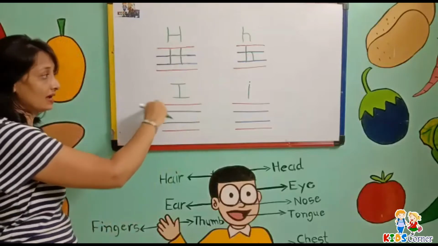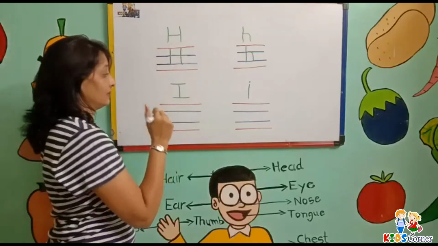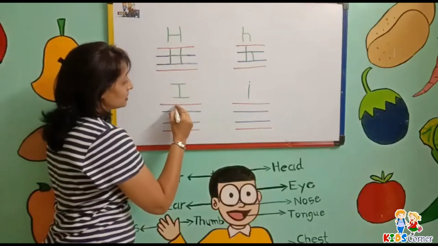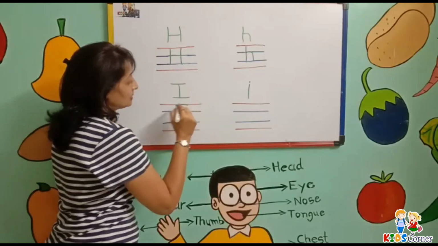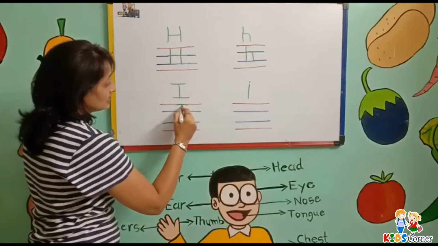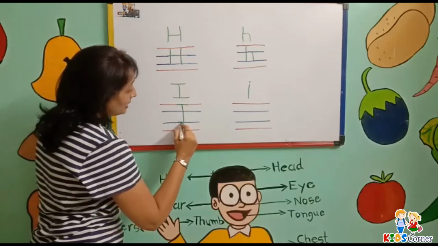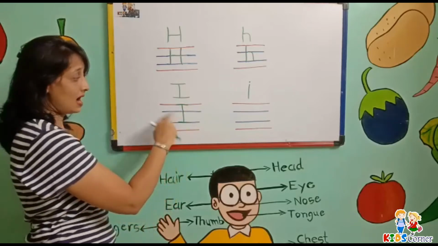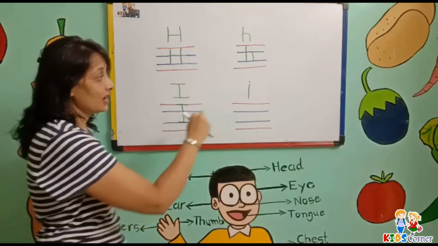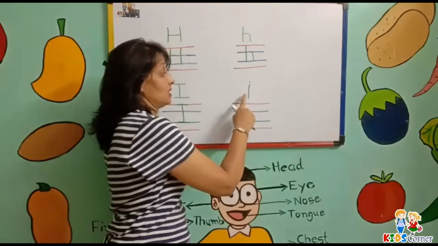This is I. So let's start with I. I will do a slipping line in the red line, a standing line, and again a slipping line. This is I. This is capital I. And this is small I.